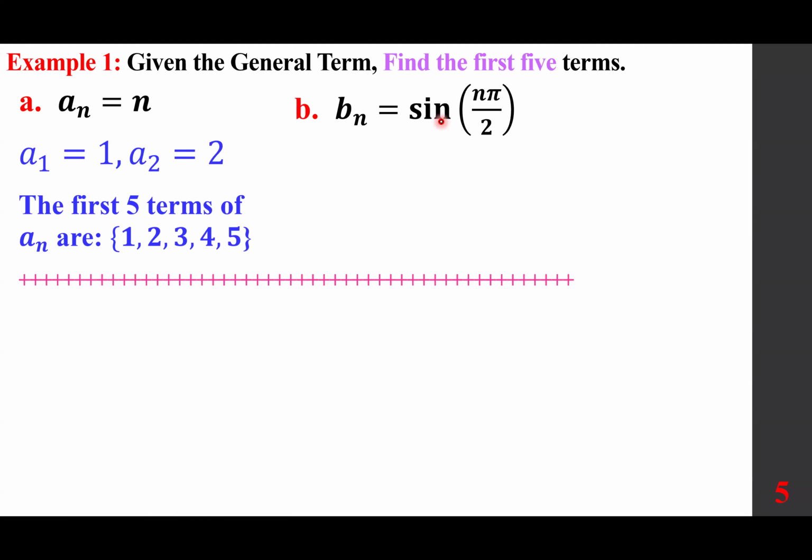What about here? Let's replace the n with 1, 2, 3, 4, 5. So 1 gives us sine of pi over 2, 2 gives us sine of 2 pi over 2, which is sine of pi, 3 gives sine of 3 pi over 2, 4 gives sine of 4 pi over 2 or 2 pi, and 5 gives sine of 5 pi over 2. But what are they equal to?